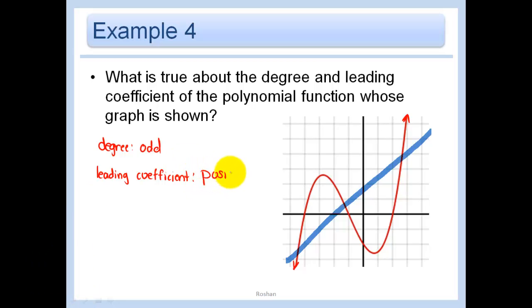Positive. And so that's how I remember that the leading coefficient is positive. And that's all I need to do. Again, because one side was one way and the other side was the other way, I know that it's odd. And if I just draw the simplest case, which is my line through it, then it's a positive slope, so the leading coefficient is positive.